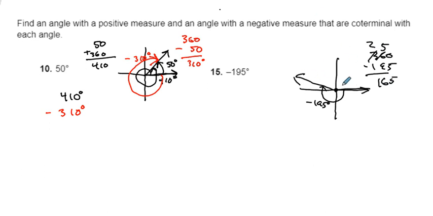So that would give me, sorry, I'm going to use a different color because that's confusing. That would give me this, which would give me positive 165 degrees. So I'll go 165 degrees. Make sure you leave it positive, okay?